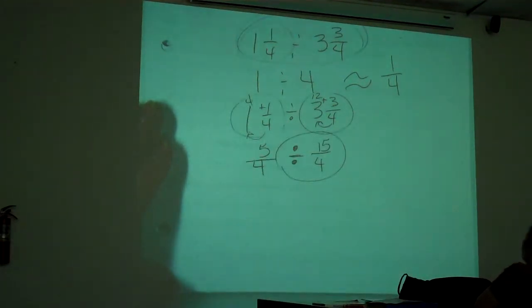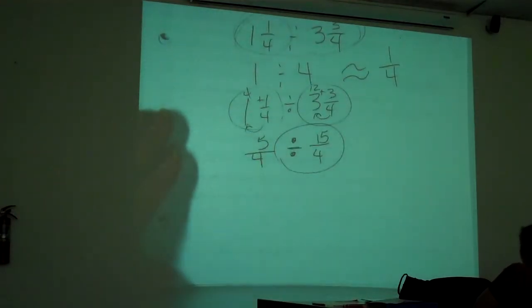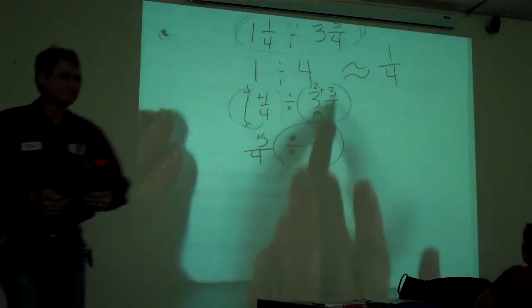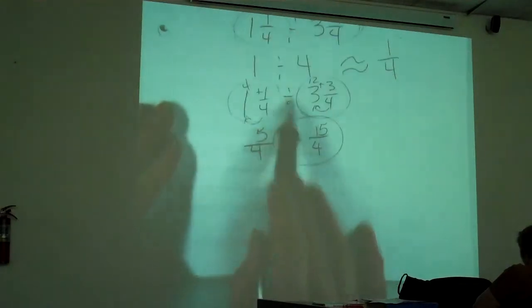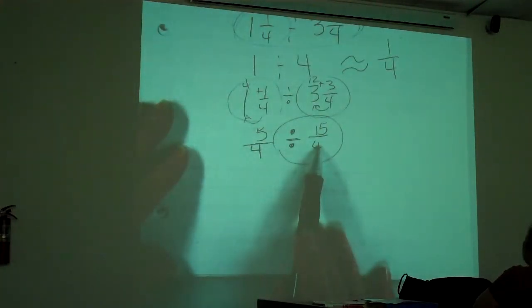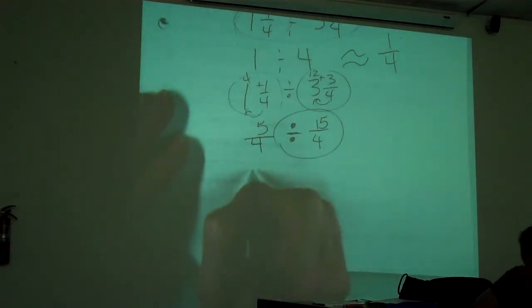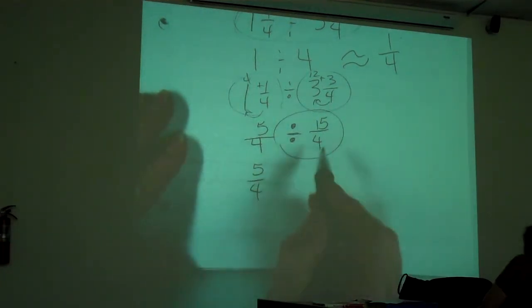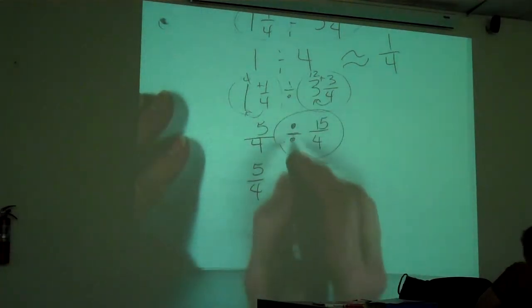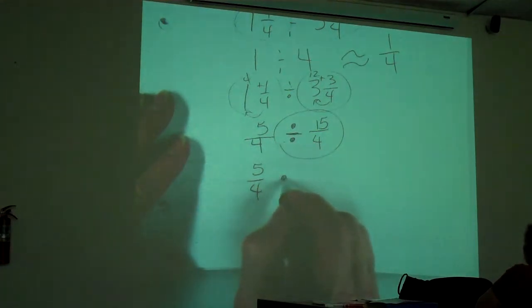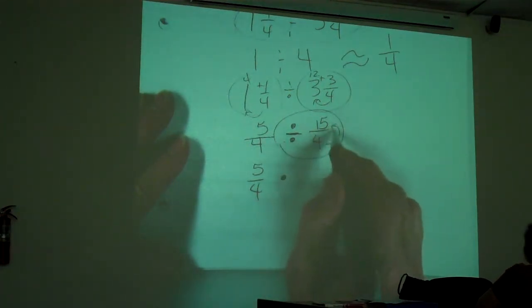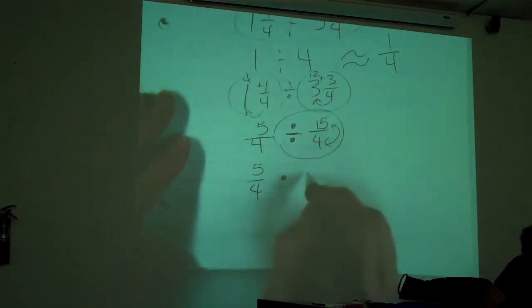Now we're ready to flip it over. That's why I like to circle what I'm doing. See, we were just changing it, and now we're going to change where we're multiplying by the reciprocal. You circle what you're doing, so you'll know what happens from this line to this line. We're changing this to multiply. We're flipping this over. We're multiplying by the reciprocal. 4 is on top, 15 is on bottom.